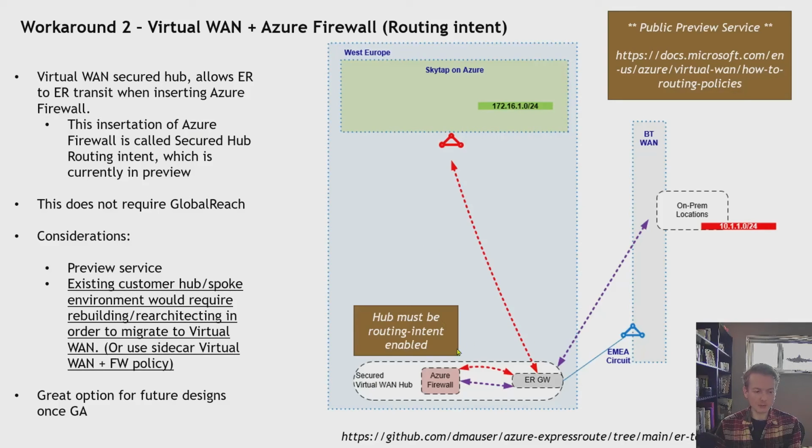If the customer is not already using virtual WAN, perhaps they're using a customer managed VNet hub, then you could either migrate that entire hub to virtual WAN, or you could build this topology on the screen as a separate hub used purely for the purpose of this transit routing to Skytap. My colleague Daniel Mauser has written an excellent article which digs a bit deeper into this. The link is here. I'll include it in the comments.